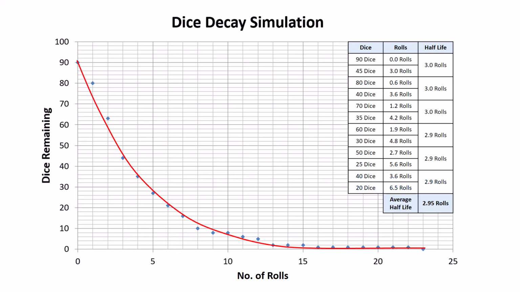Averaging the 6 half-life scenarios, the average half-life for this dice decay is approximately 2.95 rolls of the dice.